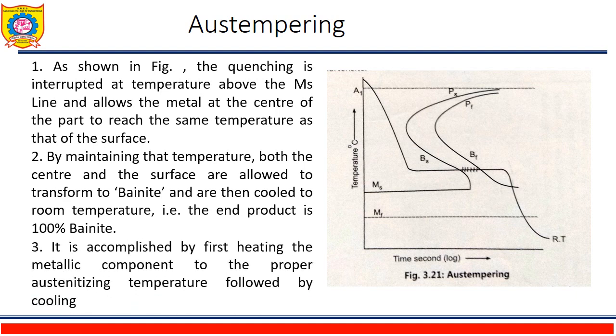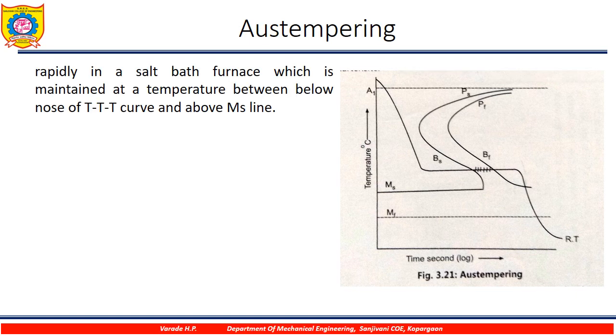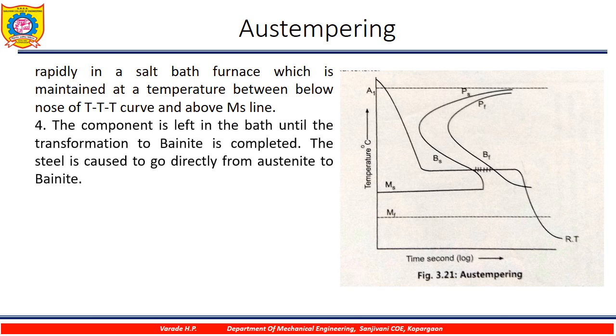It is accomplished by first heating the metallic component to the proper austenitizing temperature, followed by cooling. Now cooling is done rapidly in a salt bath furnace, which is maintained at a temperature below the nose of the TTT curve and above the MS line. The component is left in the bath until the transformation to bainite is completed. The steel is caused to go directly from the austenite region to the bainite region.